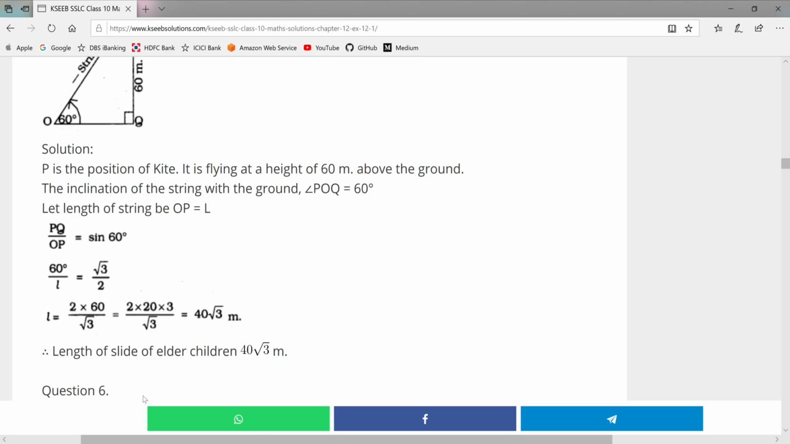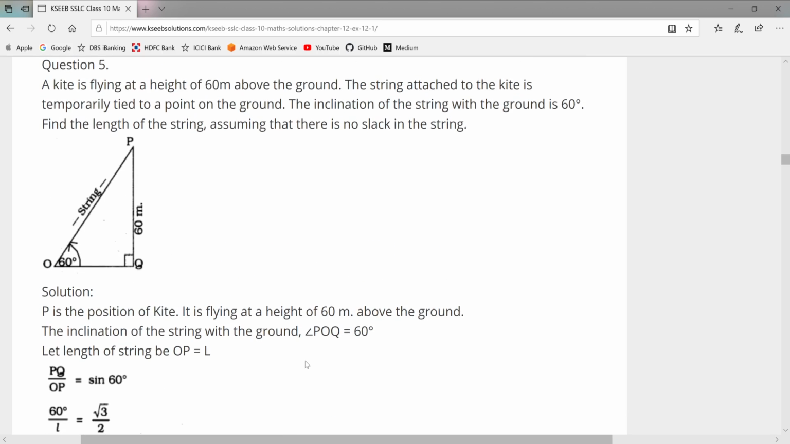So where the length of the slide is given, you change this statement. This is the third question they have repeated again here. Just change this statement. It is not the length of the slide, this is the length of the string, which is 40 root 3 meter. So see here, this is the length of the string.